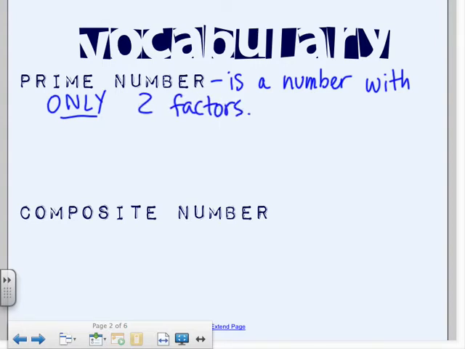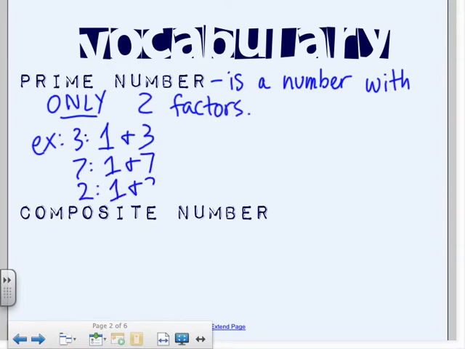We'll talk about that in a minute. So an example would be the number 3. Its only factors are 1 and 3. Only 1 and 3 divide into it. Another example would be 7. It's only divisible by 1 and 7. Or 2. It's only divisible by 1 and 2.